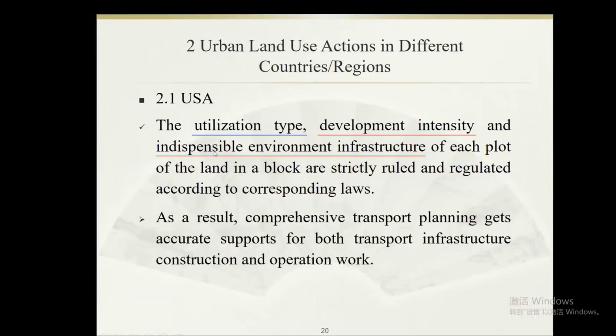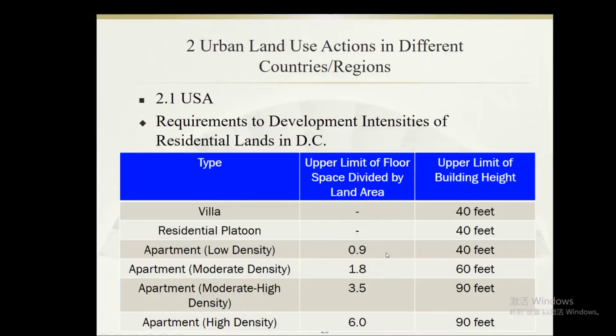America: utilization type, development intensity, and indispensable environment infrastructure of each plot of the land in the block are strictly ruled and regulated according to corresponding laws. This law decides these requirements according to the transport capacity of a public transport station around. Okay, or it will be too many people here. They will all walk out. They need to go somewhere, but we don't have adequate public transport capacity. Okay, this is one case in US.